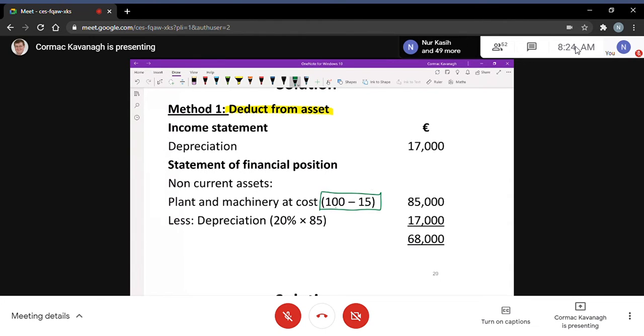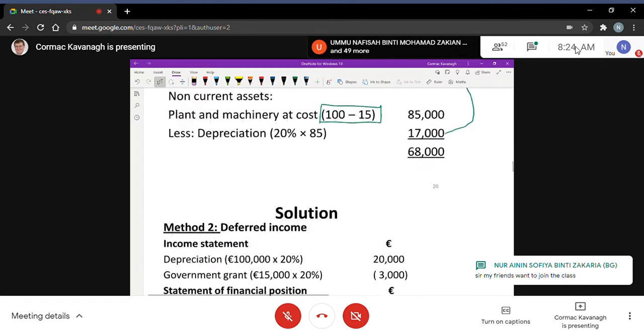So that gives rise to a charge of 17,000, and that becomes a depreciation expense in the income statement. And that will continue every year for the next 5 years. We accumulate the expense each year on the income statement until the asset is fully depreciated. So that's the first method. That's possibly the easiest method.